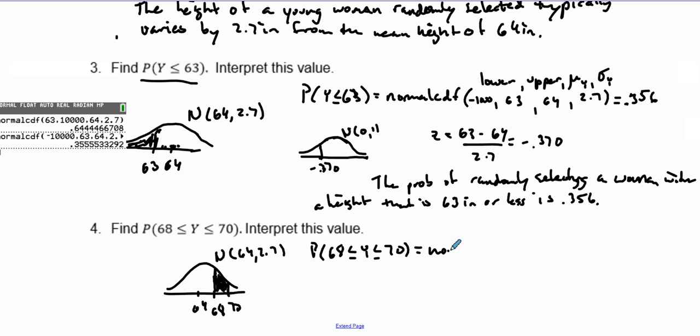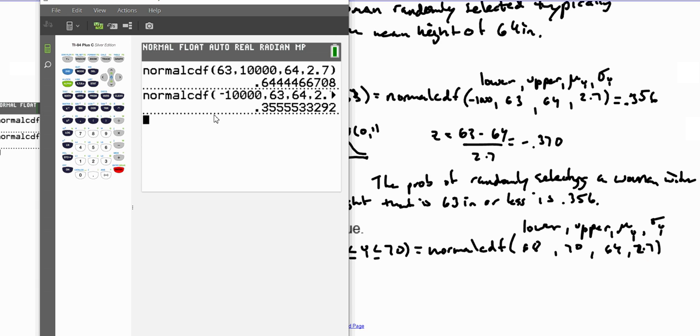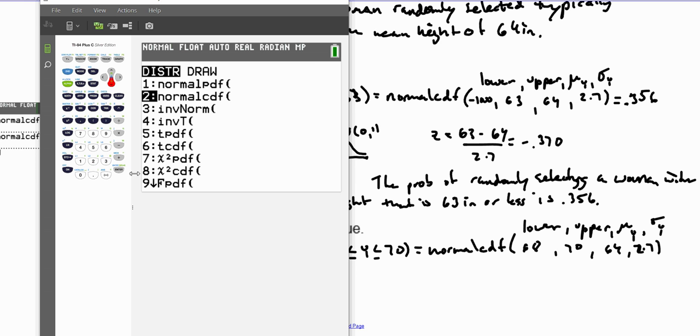And so we can go normal CDF, and we can go lower, which appears to be 68. Go upper, which is 70. We're going to have the same mean, which in this case is 64. And then we're going to have a standard deviation right here of 2.7. All right, 2.7. And so if we go on our calculator again, normal CDF. You should be doing this pretty fast now.